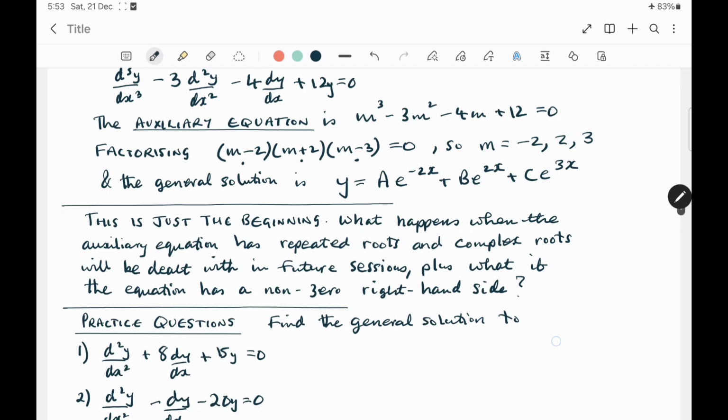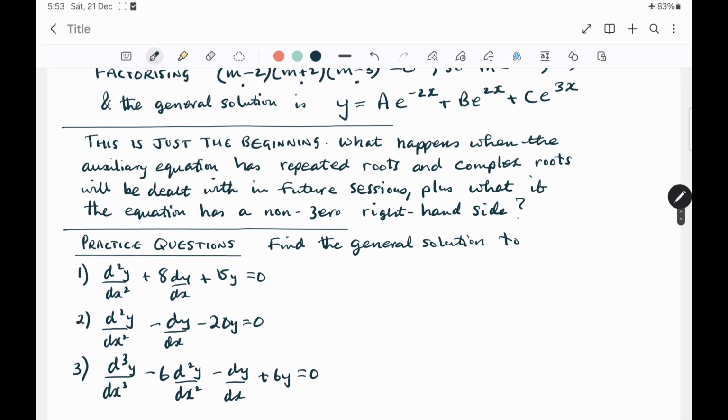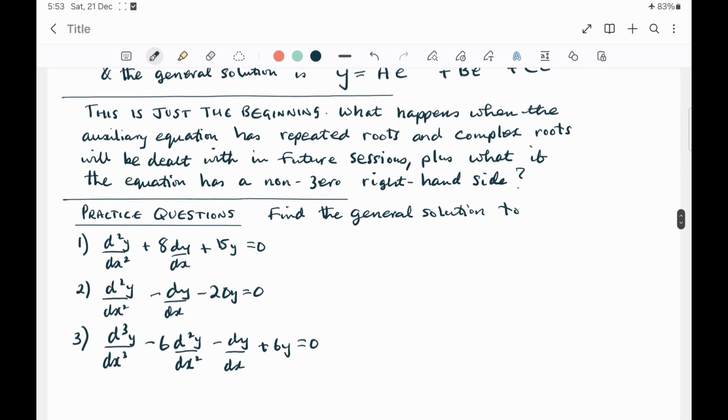Now, I've just listed a few practice questions for you here, so I'll leave this up for a few minutes if you want to copy this down and have a go at it yourself. There's no great complication here, so good luck with solving them.